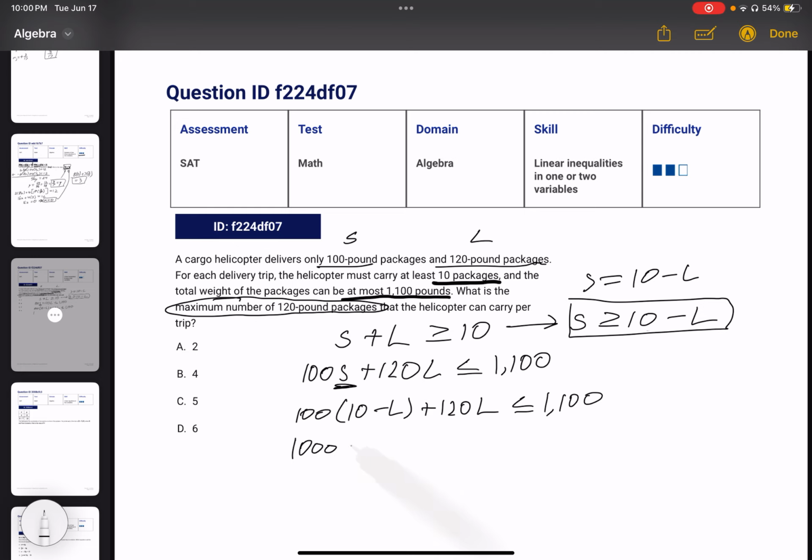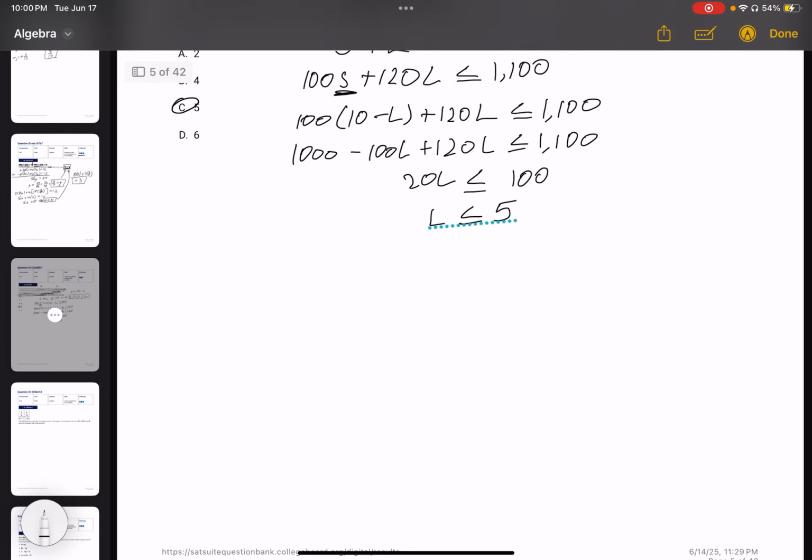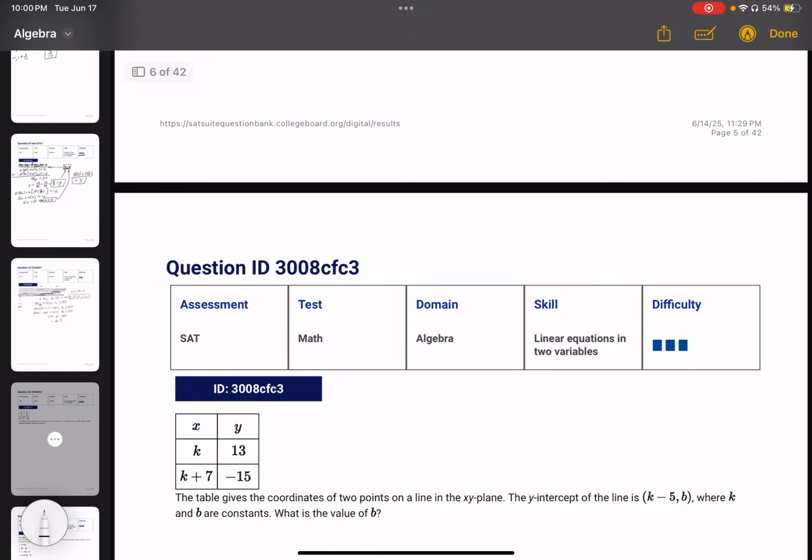So we have 1,000 minus 100L plus 120L is less than or equal to 1,100. And then we just simplify. So this is going to be 100 on this side and 20L on this side. So L is less than or equal to 5. So that's our answer. A little difficult, not too bad though. Just know your inequality signs.